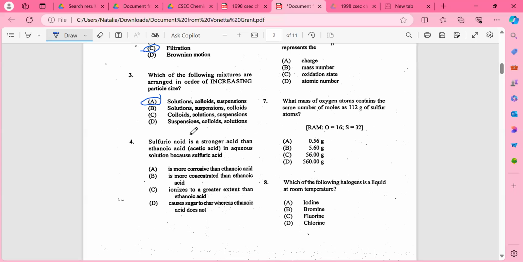Sulfuric acid is a stronger acid than ethanoic acid. So that means sulfuric acid is going to ionize more readily, or it produces more ions when dissolved in water. So the answer for this one: it ionizes to a greater extent than ethanoic acid.